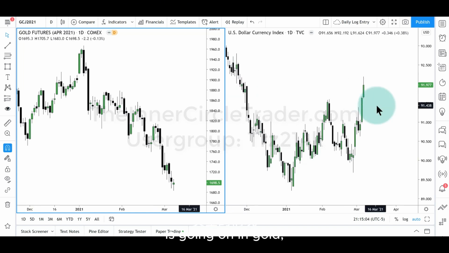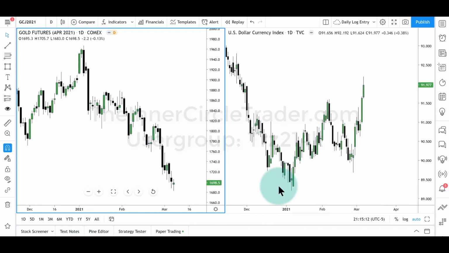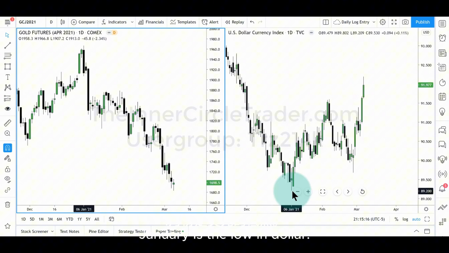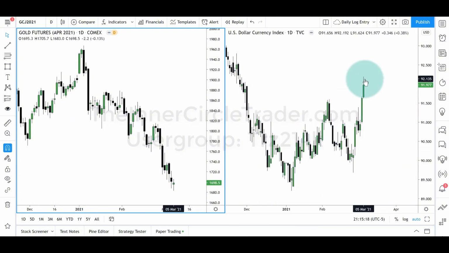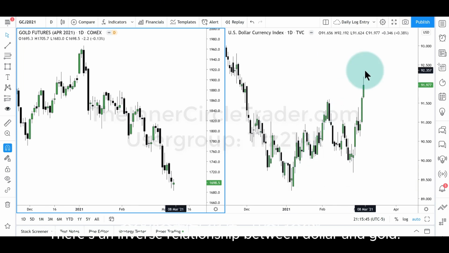If you look at what is going on in gold, here's January 2021 in gold. It creates the high, and we have been trading lower since. January is the low in dollar, and it's been going higher since. So for those of you that hammer me all the time in email, and you know who you are, you're always asking me, please, can you talk about gold? I'm going to tell you, I'm essentially talking about gold every time I mention dollar. If you haven't already picked up on it, there's an inverse relationship between dollar and gold.